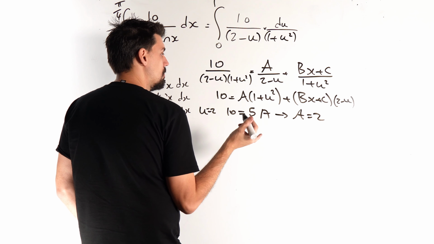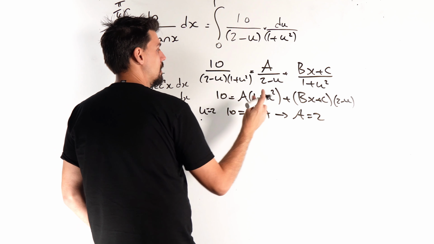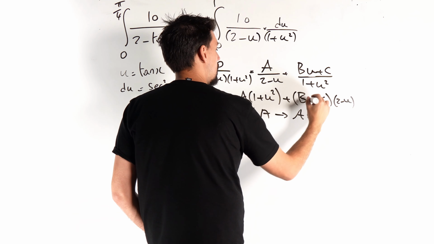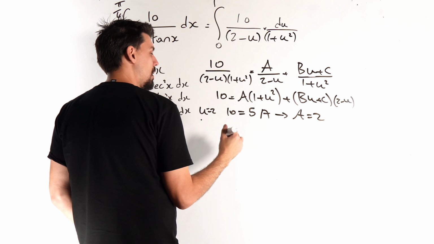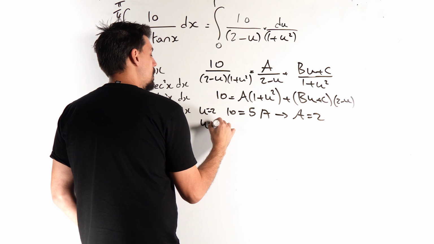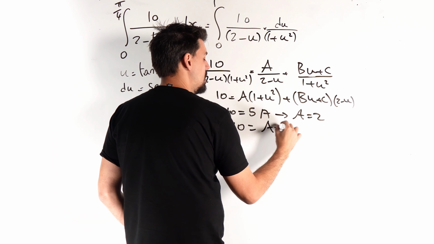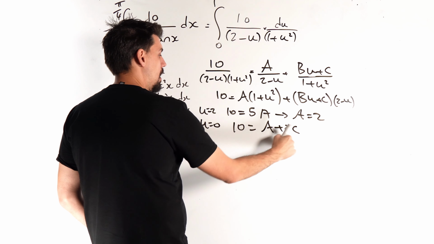And then it's sort of up to us. I knew I was going to do that. There you go. How many of you spotted that straight away? I'm going to go u is 0, plus 2c. C is 4.